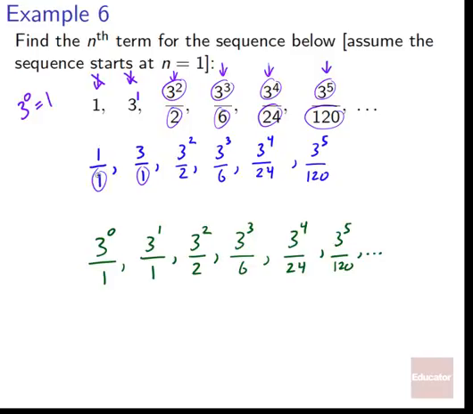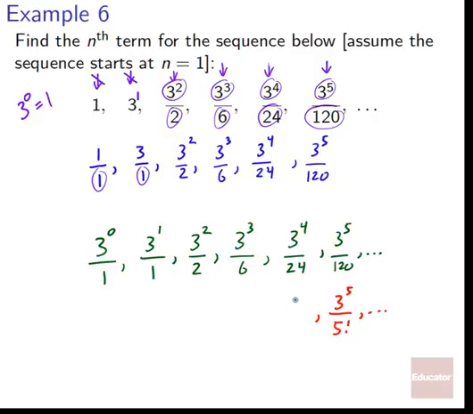Remember we talked about factorials earlier in the lesson. That looks like factorials. So 5 times 4 times 3 times 2 times 1 is 120. 4 times 3 times 2 times 1, that's 24. So we have 5 factorial on the far right. So we can write this as 3 to the 5th over 5 factorial.